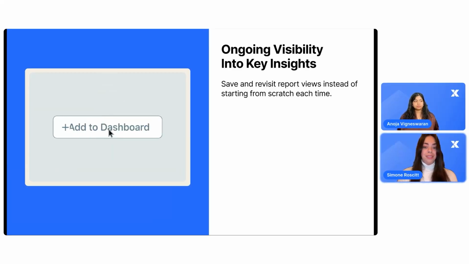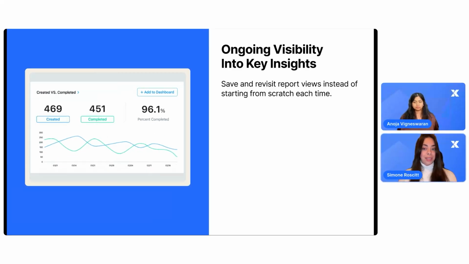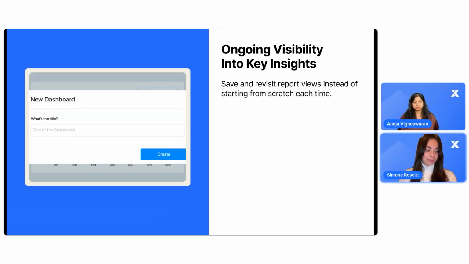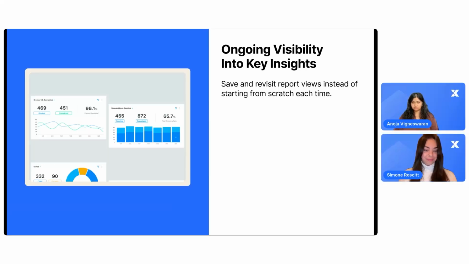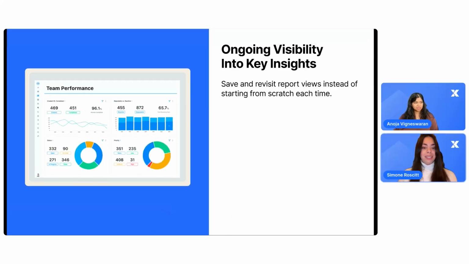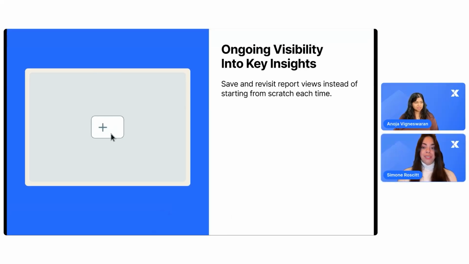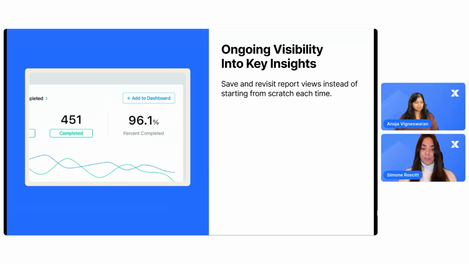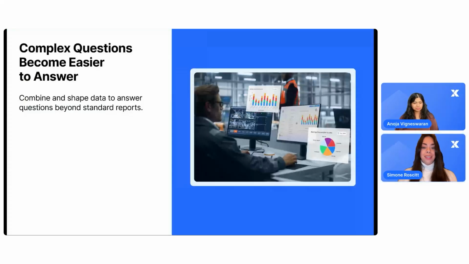And in some cases, teams need to answer questions that standard reports simply weren't built to handle. That's where we get into complex questions and making them easier. As maintenance programs mature, the questions teams ask become more connected and more specific. After breaking the data down, teams often need to combine and shape data to answer more complex questions.